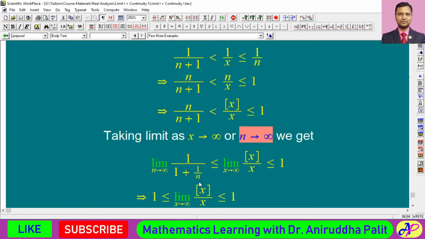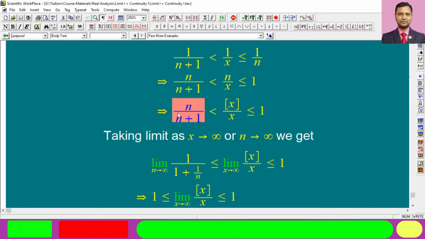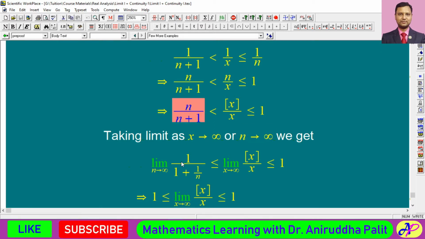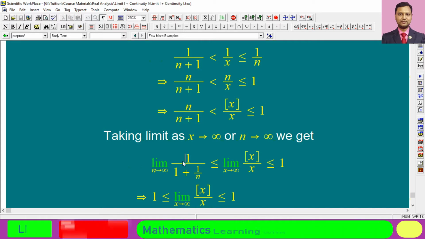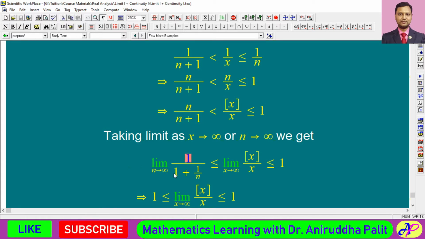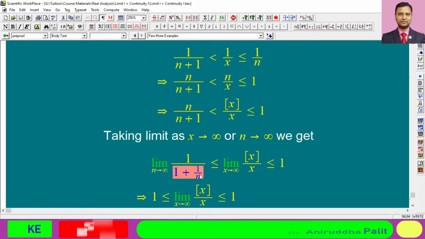In that case, we can arrange the expression n by n plus 1 in this way. We first divide the numerator and denominator by n. In that case, this expression can be written as 1 by 1 plus 1 by n.